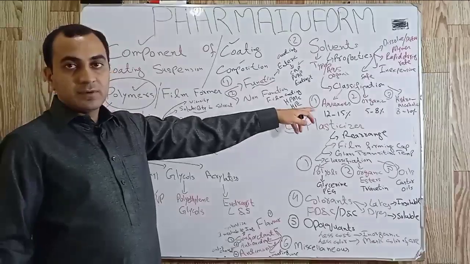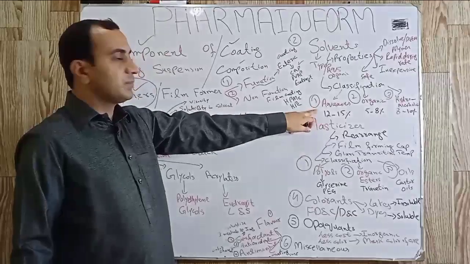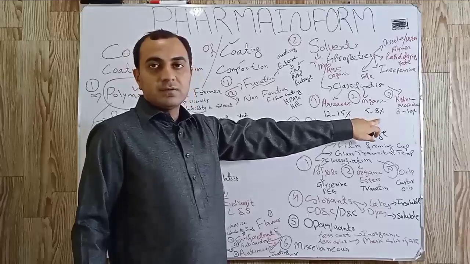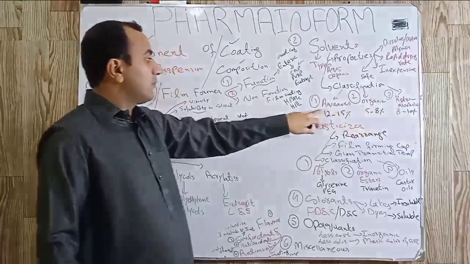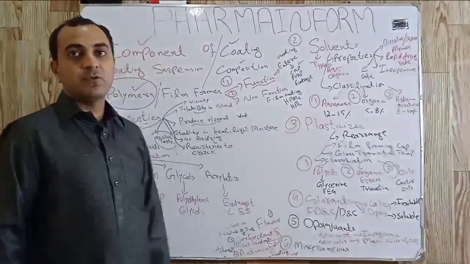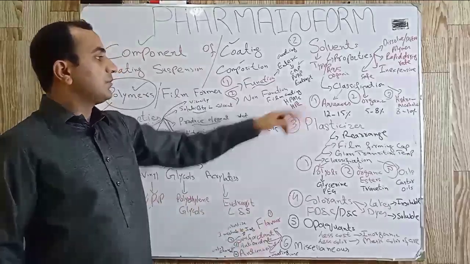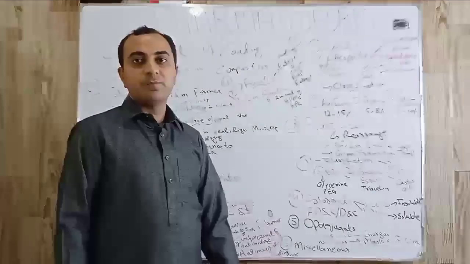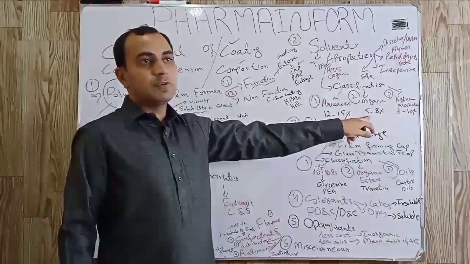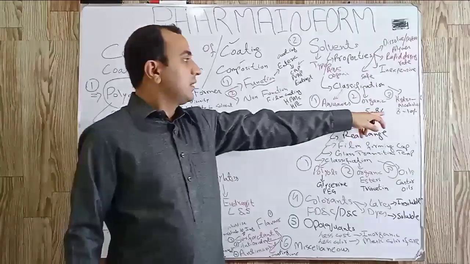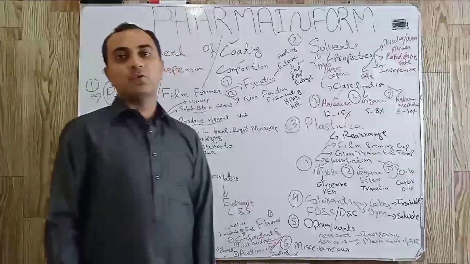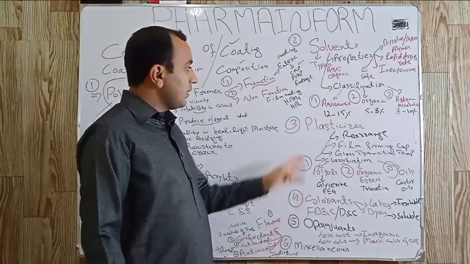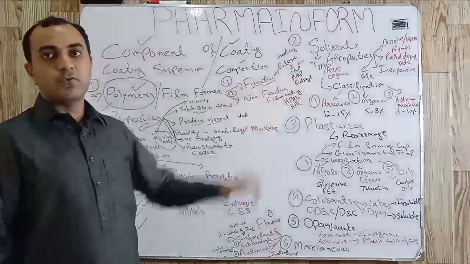One main important point which we should understand in this heading is that we should focus on the percentage of coating suspension. In aqueous suspension, aqueous coating, we prepare 12 to 15% suspension. In organic we prepare 5 to 8%. In hydroalcoholic we prepare 8 to 10% coating suspension. So now we have completed the solvent portion.